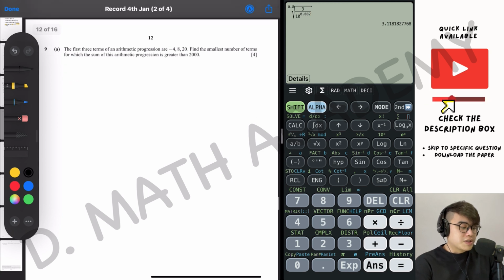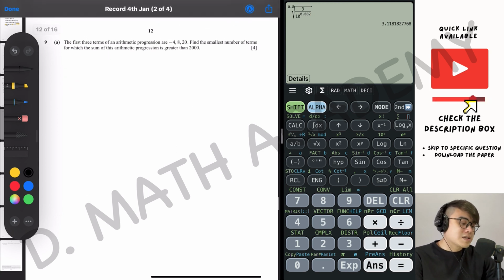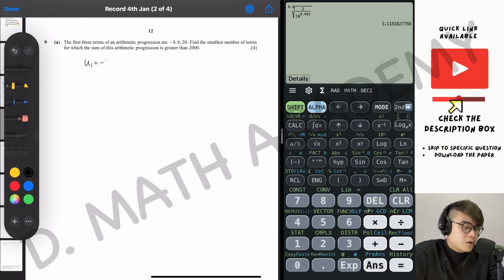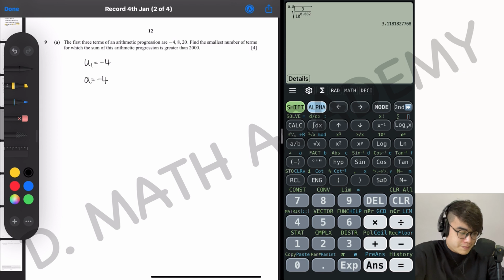We have our question 9a here, where they are asking for arithmetic progression. So they gave us our u1, which is negative 4. Okay, u1 here actually represents the a. So this is out of the way.